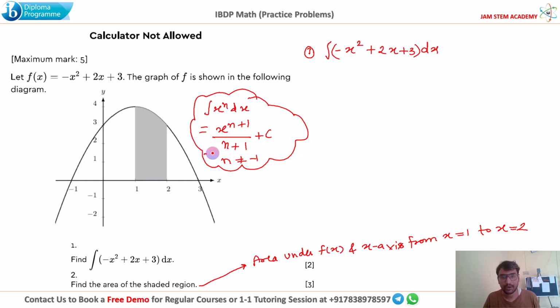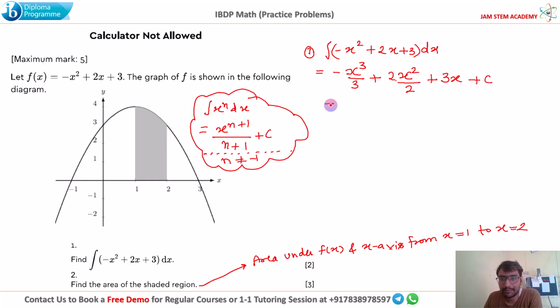Okay, now let's get back to the problem. Here it says we have to integrate this negative x squared. So term by term integration gives me negative as it is. Increase one power of x gives me x raised to the power 2 plus 1, which is 3, divided by same number 3. Then plus 2 as it is. X raised to the power 1 is given in the problem. We have to increase one power, that will give you x to the power 2 divided by the same number. Then for 3, it's a constant number, so its integral is 3x simply. 3x plus c. So this is our answer to the first part.